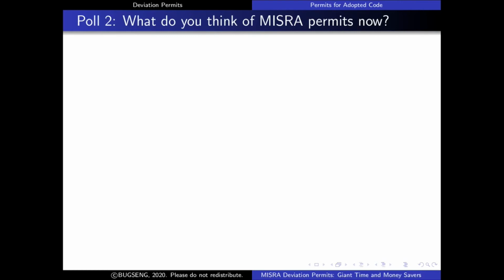So it's time for poll number 2. What do you think of MISRA permits now? So maybe you don't like the concept, or maybe you like the concept, but you think that they don't fit your work environment. And if this is the case, we would like to know more. Or maybe you think they are great, but you believe you might have problems in convincing your management to embrace them, or you believe they are great and you see no problem why your organization should not just adopt them.